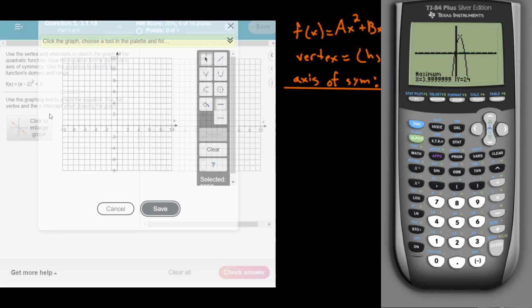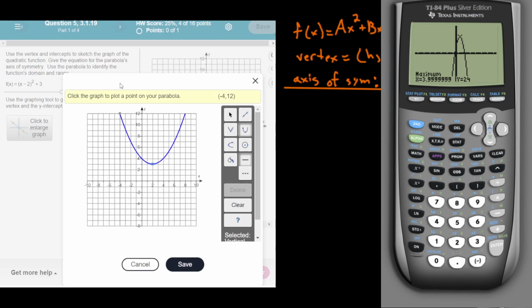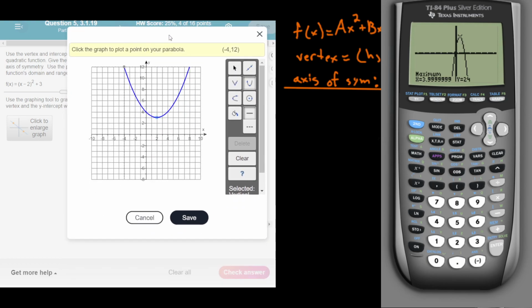So let's click on here. Vertex. Vertex comes first. What's the vertex here? It's the opposite of this, comma this. So 2, 3. And now, we need another point. It says to use the vertex and intercept. So very, very specific. They want you to find an intercept of this.